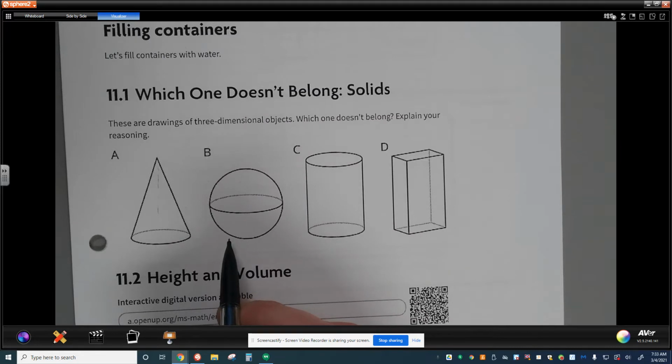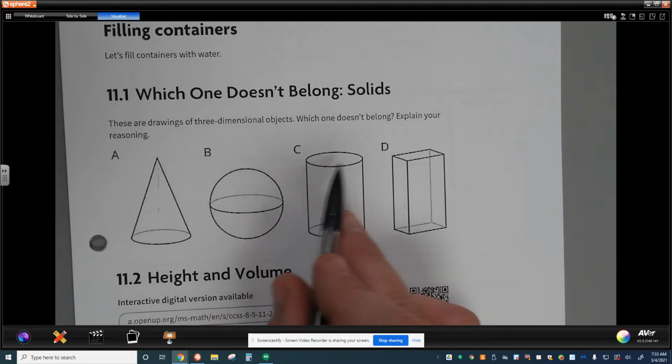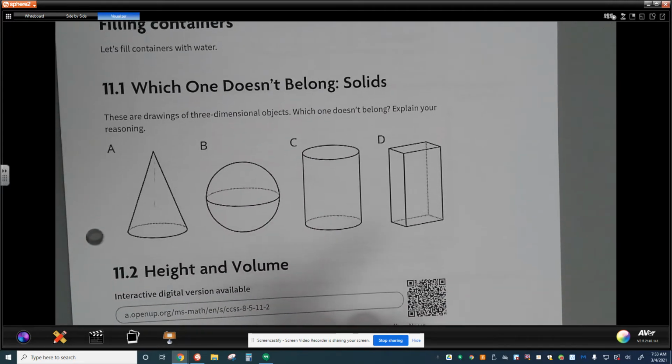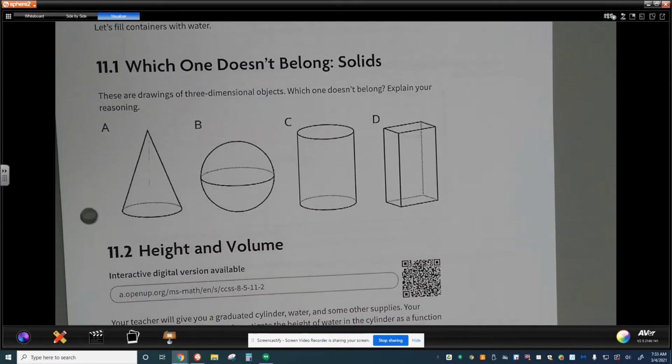This figure also has no edges, no planar faces, such as all these other ones. Planar faces meaning a flat face. It's also one that's not stable. If you set it down, like I said, it rolls around.